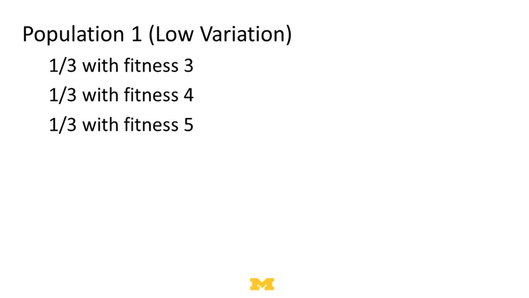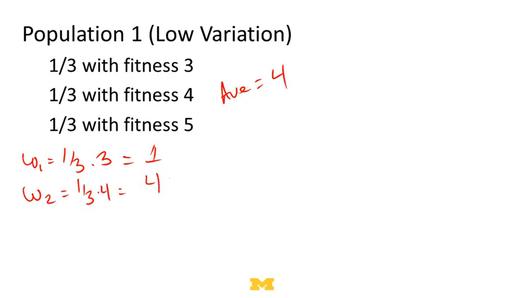So let's start with a population that has 1/3 of people with fitness 3, 1/3 with fitness 4, and 1/3 with fitness 5. So note that the average fitness here is just going to equal 4. Well, let's look at the weights. Let's just use replicator dynamics and figure out the weights for each of these different strategies. So the weight on strategy 1 is going to be 1/3 times 3, which is 1. The weight on strategy 2 is 1/3 times 4, which is 4/3. And the weight on strategy 3 is 1/3 times 5, which is 5/3.